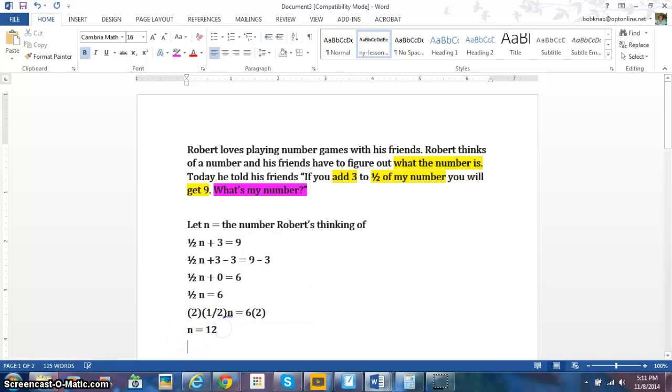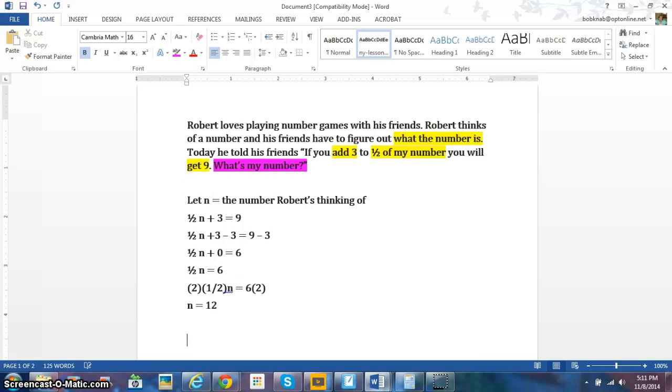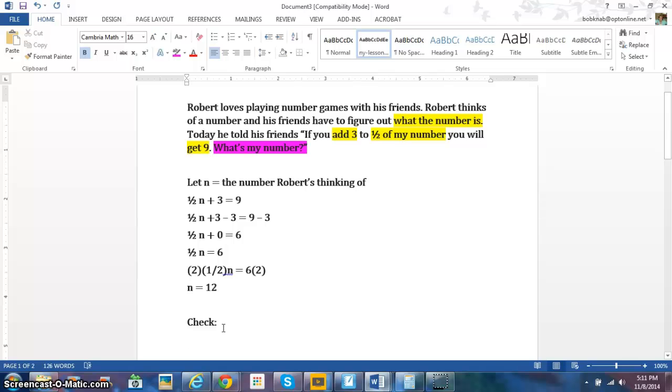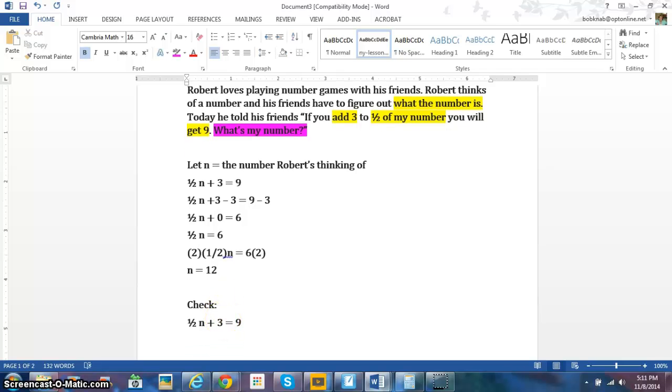And I told you always check your answer. So let's look at the check. See if we're right. We're saying that 1/2 of n plus 3 equals 9. That's our original equation. We said n was 12. So let's plug that in. 1/2 of 12 plus 3 should equal 9 if we're correct.